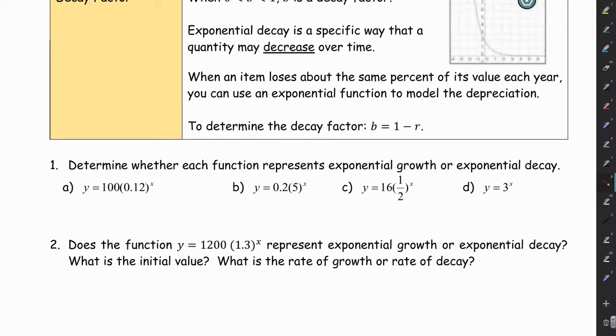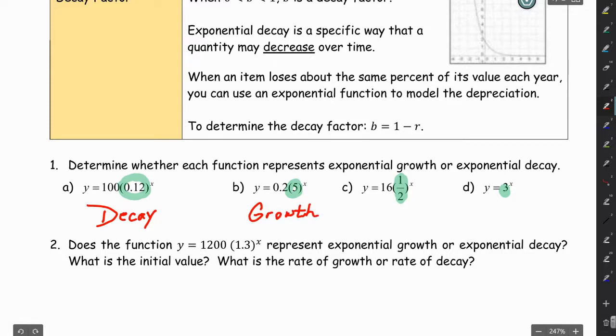It says determine whether each function represents growth or decay, and all we're going to be looking at is the value of b. If b is greater than 1, we have growth. If b is between 0 and 1, we have decay. So 0.12, that's between 0 and 1, so this is decay. For letter B, 5 is greater than 1, so this one is growth. For letter C, 1/2 is between 0 and 1, so that's decay. And for letter D, 3 is greater than 1, so this one is growth.